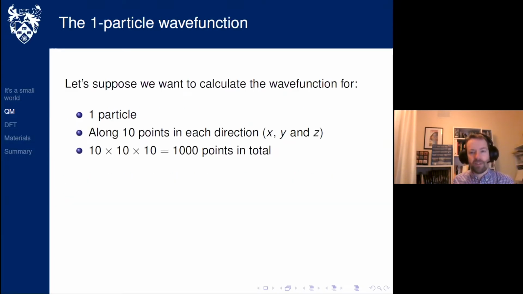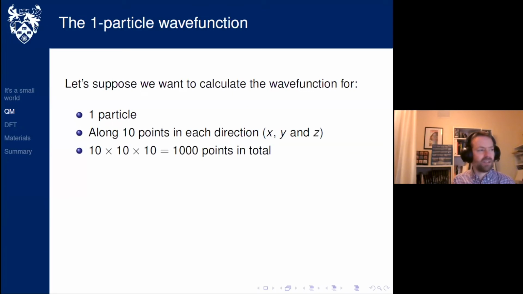Now, let's suppose I don't take my hydrogen molecule to start with. I just think about one particle. So I've got some particle. It doesn't really matter what kind of particle it is, and I'm going to compute its wave function. And to do that, I'm going to split space up into just 10 particular points along each of my usual Cartesian directions, so x, y, z. So there are 10 points in x, and 10 points in y, 10 points in z, and they form a 10 by 10 by 10 grid in my 3D space. So in other words, I'm going to calculate the wave function for 1,000 points in space.